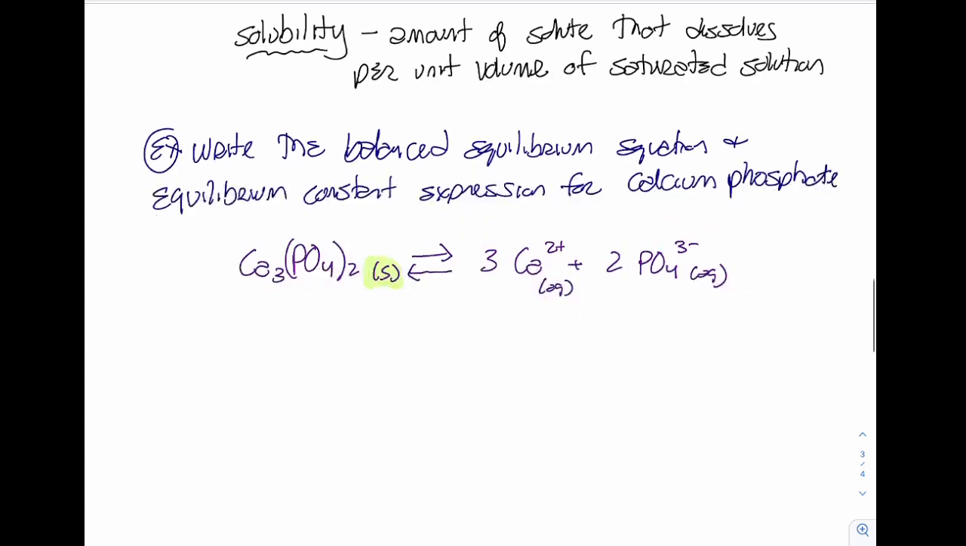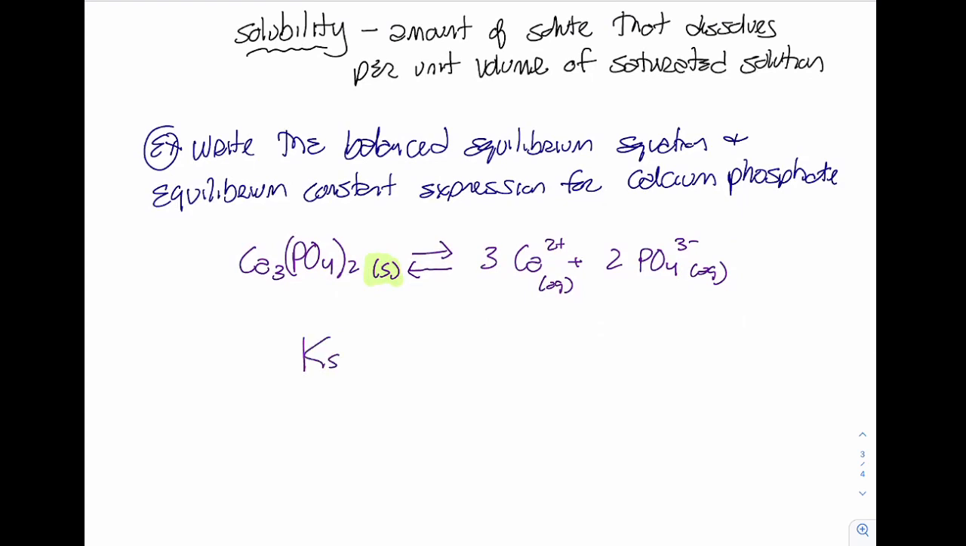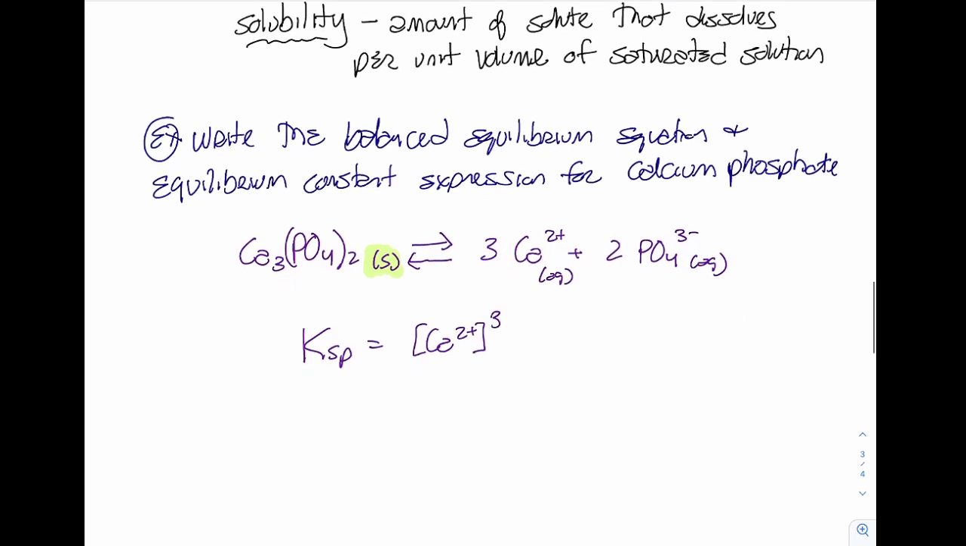Our equilibrium constant expression, so KSP, is going to be the concentration of calcium ions. Because I have this 3 here, I'm going to raise it to the 3rd power, multiplied by the concentration of phosphate ions, and then I have a 2 here, so we're going to raise that to the 2nd power. Nothing on the bottom, right, because it's a pure solid, and solids are not included in my expression.